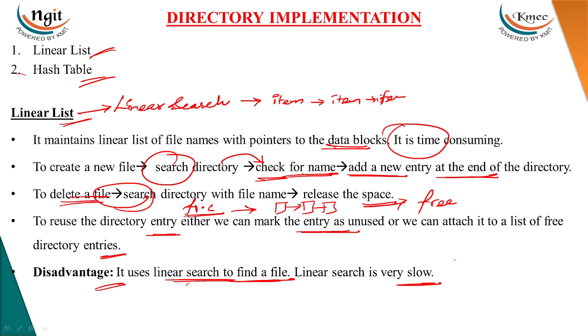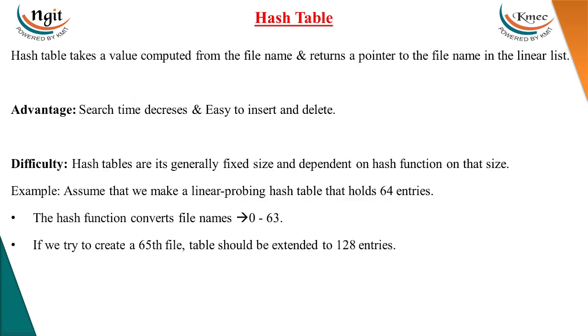So the next directory implementation method is the hash table or hash function. The hash table takes a value from the file name, computes, and returns the pointer to the file name in the linear list. The advantage of this hash table is that insertion and deletion are very easy to implement. The major difficulty with hash tables is that they are generally of fixed size and depend upon the hash function.